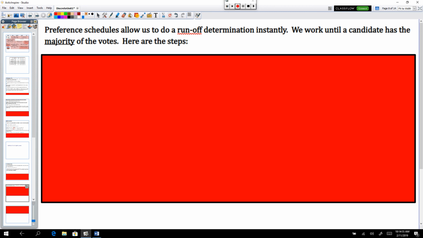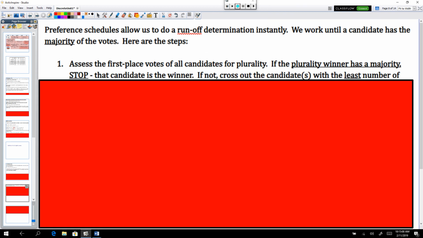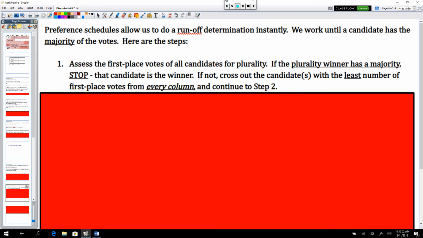If you like writing steps down, you're more than welcome to, but I'll demonstrate this on our ballot for our math club election. The first thing you do is you look at the first place votes of the candidates using plurality. If your plurality winner, the one with the most first place votes, has more than half, you don't have to continue. You have your winner. They have more than half. If you don't have a majority winner, start by crossing out the candidate with the least first place votes from every column. Remember, you yank the candidate with the least votes off and then rerun the election.